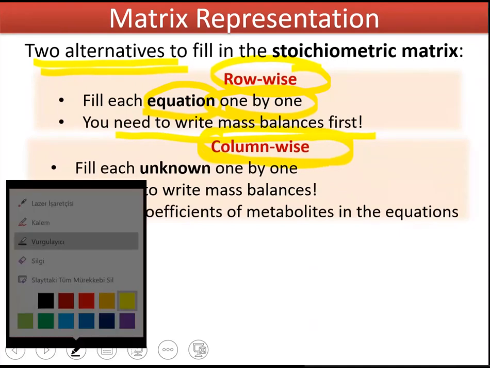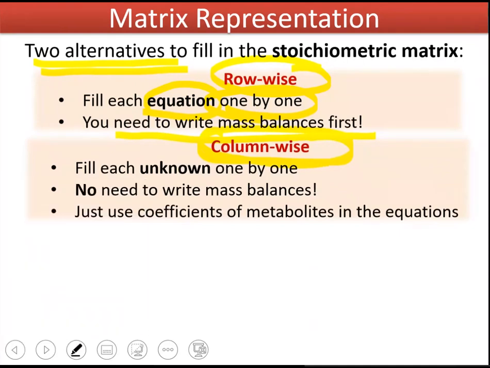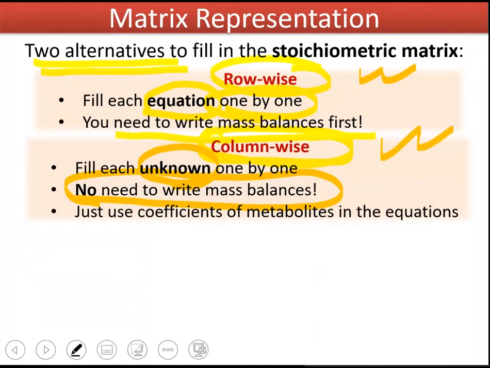The good thing regarding this approach is that you don't have to write mass balances. You don't have to write the equations. And in the column-wise approach, we fill each column, each reaction, one by one, rather than filling the stoichiometric matrix row by row, we do it column by column. And we do it without writing the mass balances. We just use the coefficients of metabolites in the equations. I will show you now how.